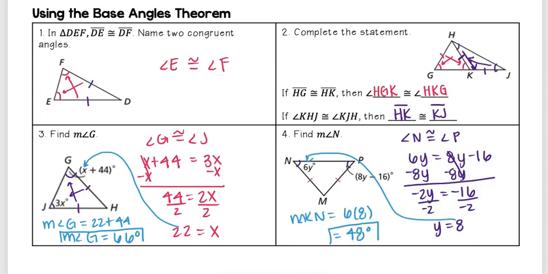So the answer you should have gotten here was 48 degrees. I know by the base angles theorem that the angles opposite of those congruent sides are congruent. So all I did was set 6y equal to 8y minus 16, and when I solved for y, I got 8. And then I plugged in 8 for y and for measure of angle N, and I got 48.